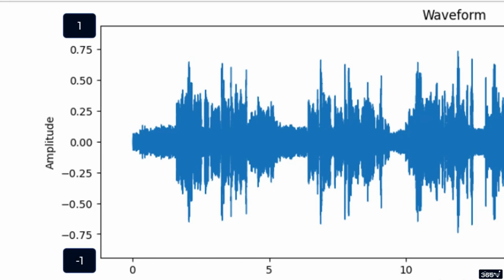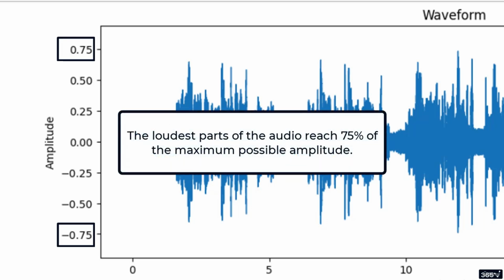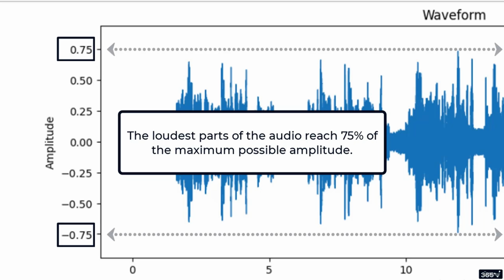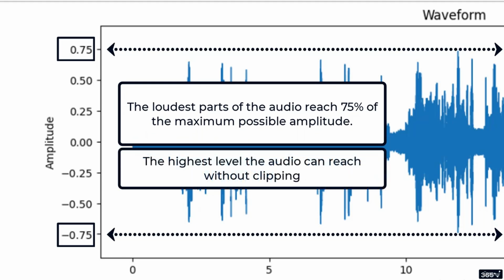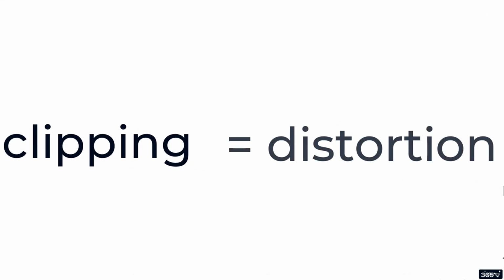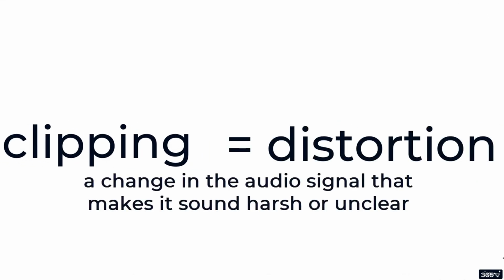So when we see values like -0.75 to 0.75, the loudest parts of the audio reach 75% of the maximum possible amplitude in positive and negative directions. This maximum amplitude is the highest level the audio can reach without clipping. Okay, but what's clipping? Clipping occurs when the signal's amplitude exceeds a certain limit and causes distortion, an unwanted change in the audio signal that makes it sound harsh or unclear.